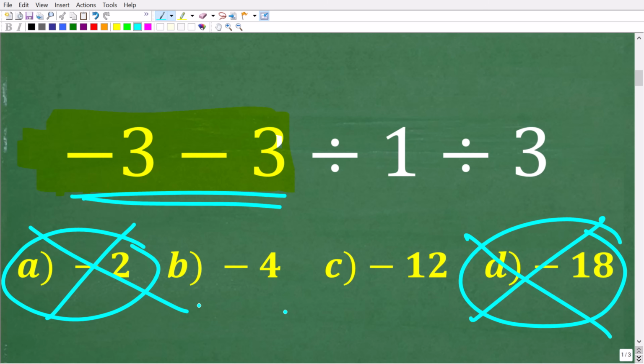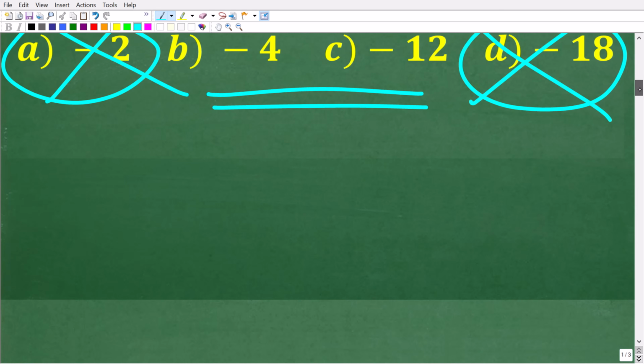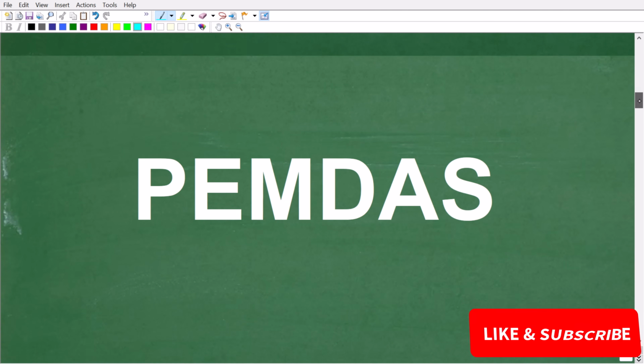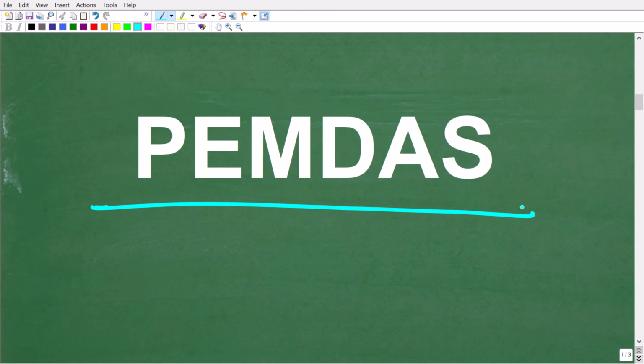So that means that the correct answer is either -4 or -12. Now, a lot of you out there recognize that doing subtraction first is wrong and that we need to follow the proper order of operations. So if you're thinking the order of operations, that is fantastic. So I'm going to go ahead and give you a big clue in order to get this problem right, and that is PEMDAS. So this is the acronym that describes the proper order of operations in mathematics.